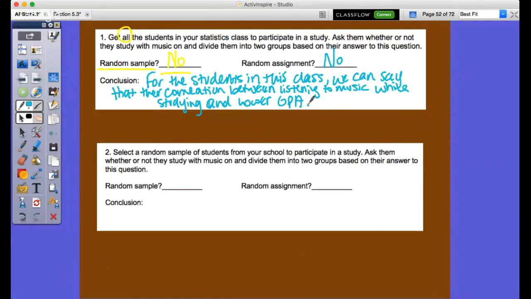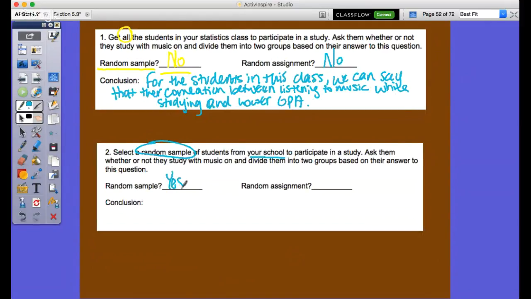differences here. Number two, select a random sample of students from your school, the population of the school, to participate in a study and ask them whether or not they study with music on, and divide them into two groups based on their answer to the question. Again, those that listen to music would have lower GPAs, right? We already know what would happen after the study. The question is what can I conclude?